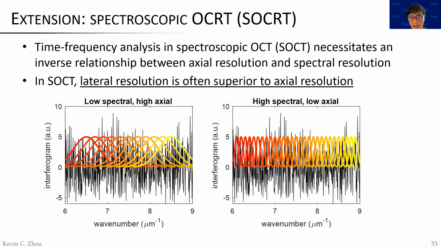Thus, when SOCT obtains good spectral resolution, which is the point of SOCT, the axial resolution must suffer and often becomes worse than the lateral resolution. This presents an opportunity for OCRT to recover the axial resolution from the lateral resolution. We call this technique spectroscopic OCRT, or SOCRT.